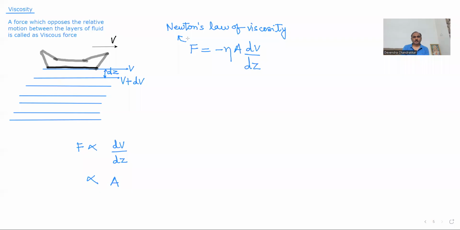Okay. So this is the viscous force. Now let's try to find out what is the dimension of this coefficient of viscosity. Eta is the coefficient of viscosity.